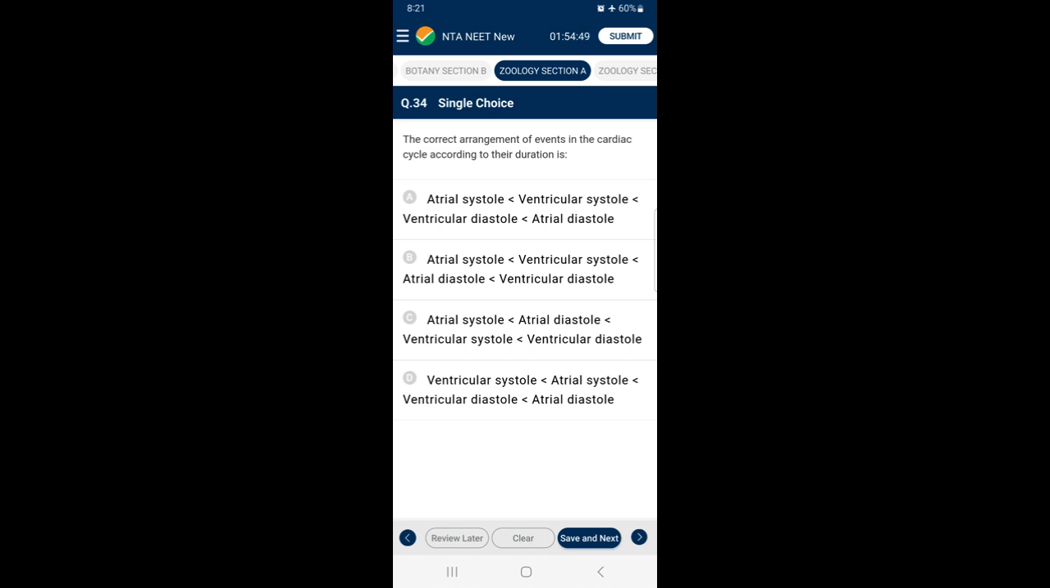Question number 34. The correct arrangement of events in the cardiac cycle according to their duration is. See the options. The cardiac cycle includes systole and diastole in a cyclic manner. It includes joint diastole, ventricular systole and atrial systole. Duration of the total cardiac cycle is 0.8 second. The durations are joint diastole 0.4 seconds, ventricular systole 0.3 second and atrial systole 0.1 second. So the correct order is option A.